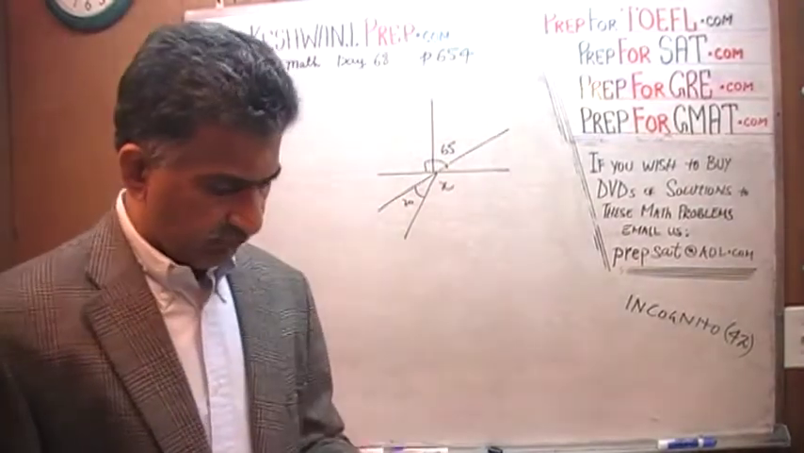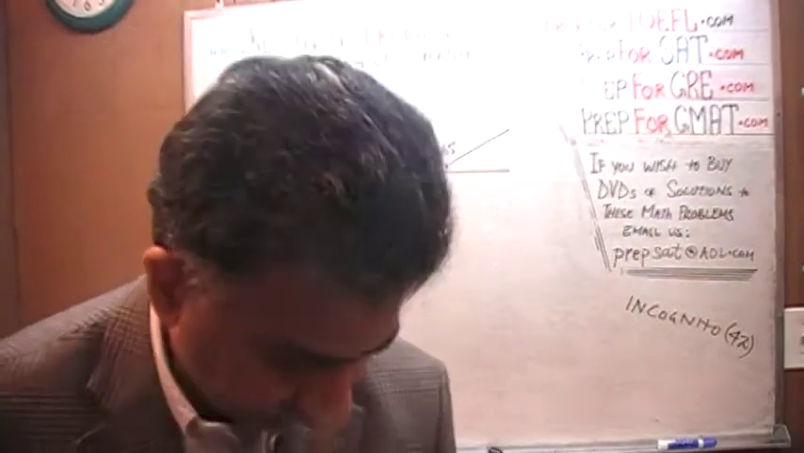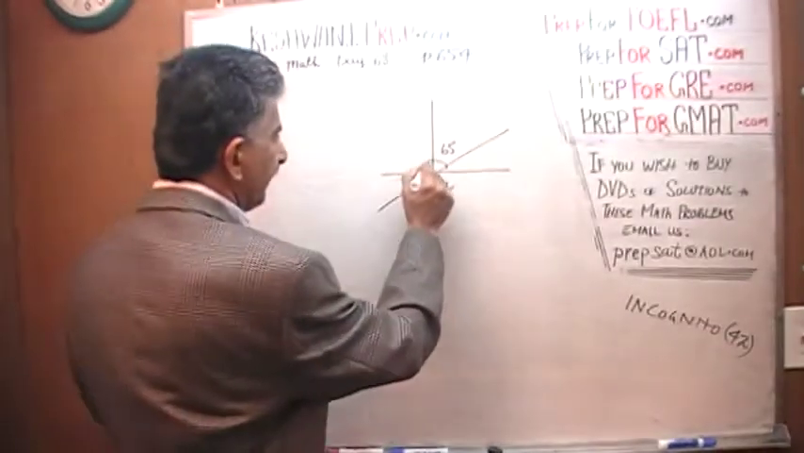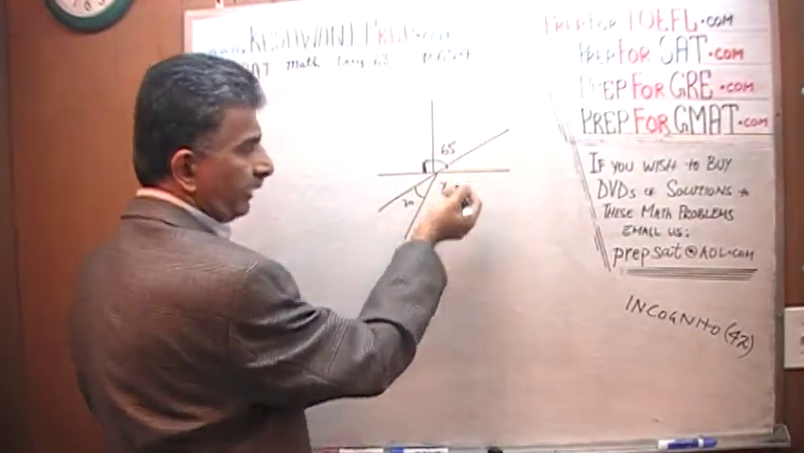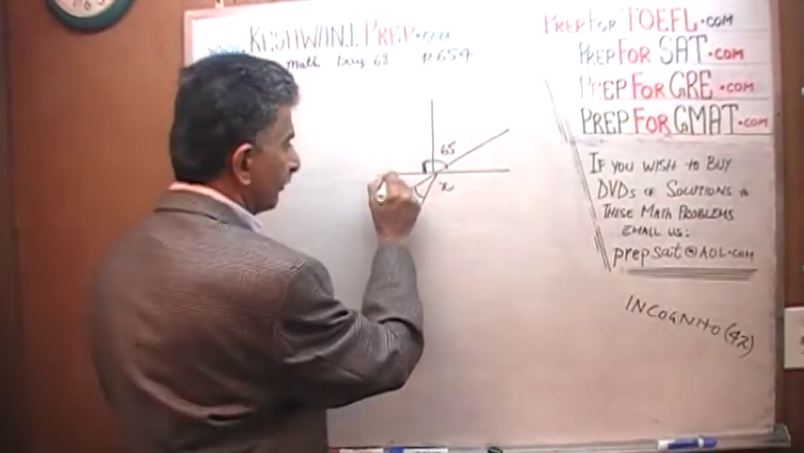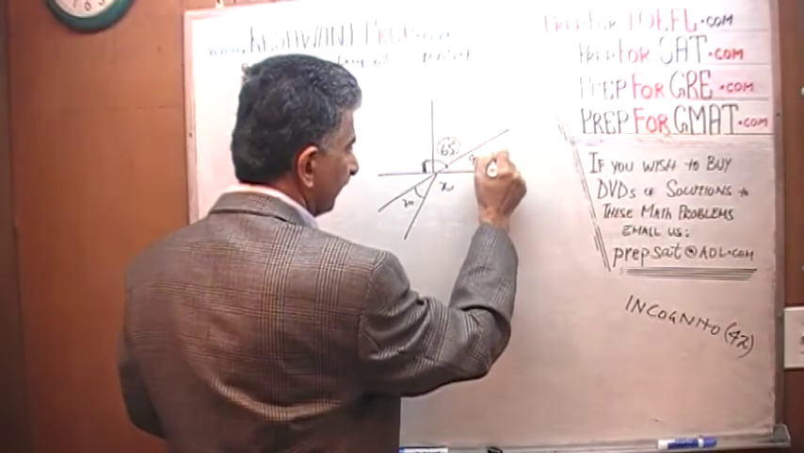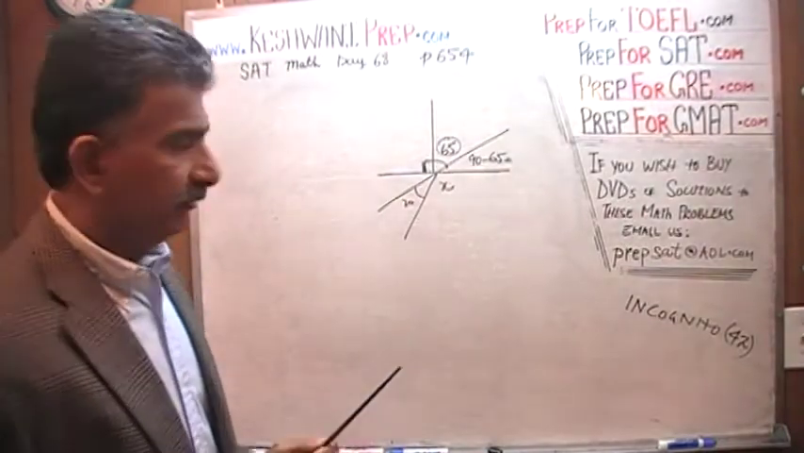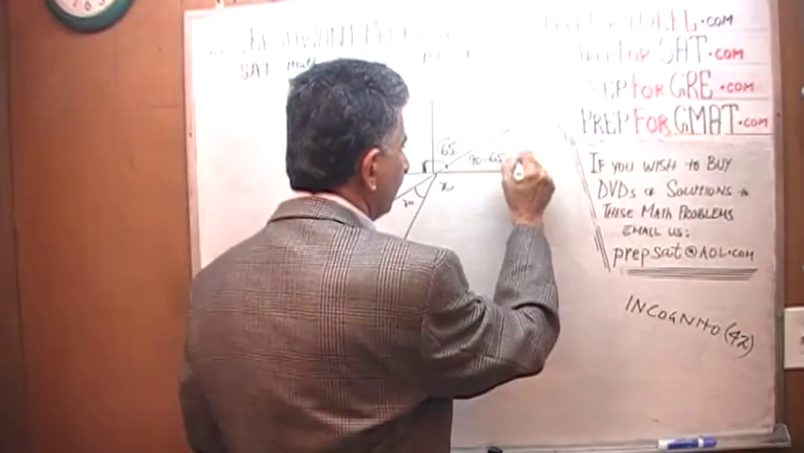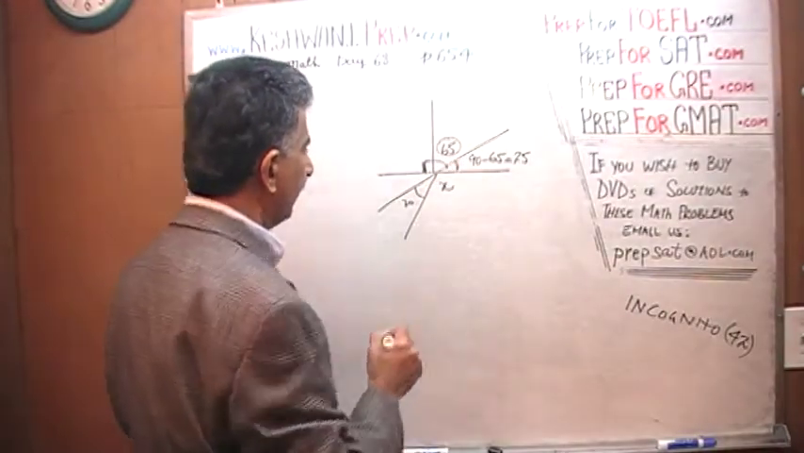Well, let's see, what is the question asking? What's the value of x? First things first, since this part is 90 degrees, the remaining part must also be 90 degrees because it's a straight line. This is 65, which means this has to be 90 minus 65. 90 minus 65 is going to be 25. So this angle that we just found is 25.